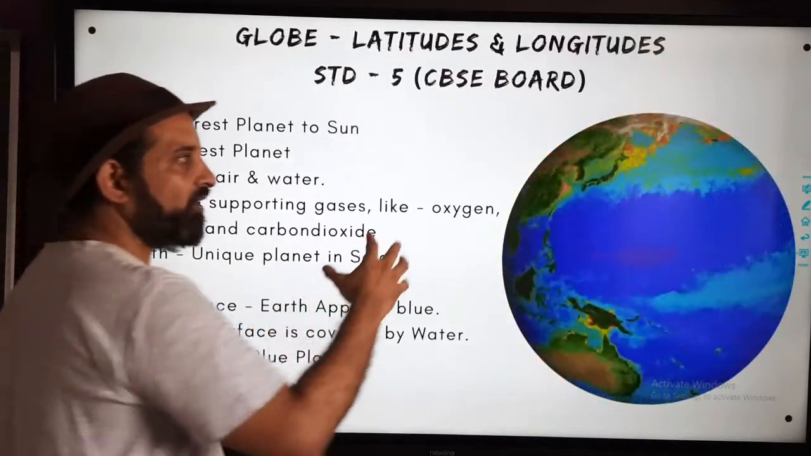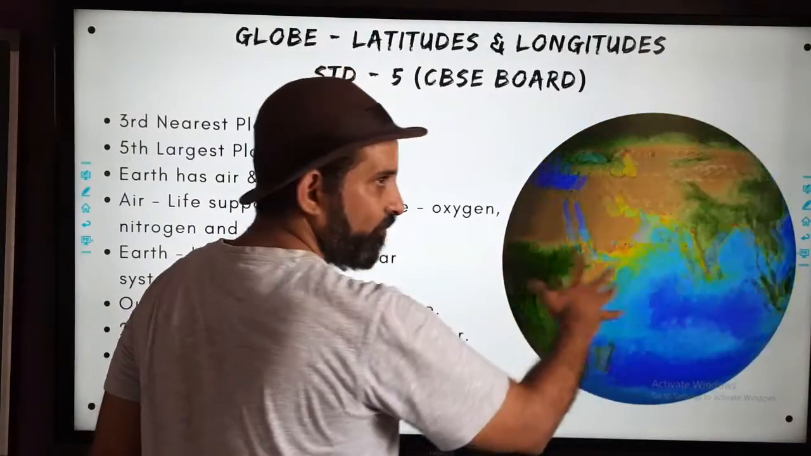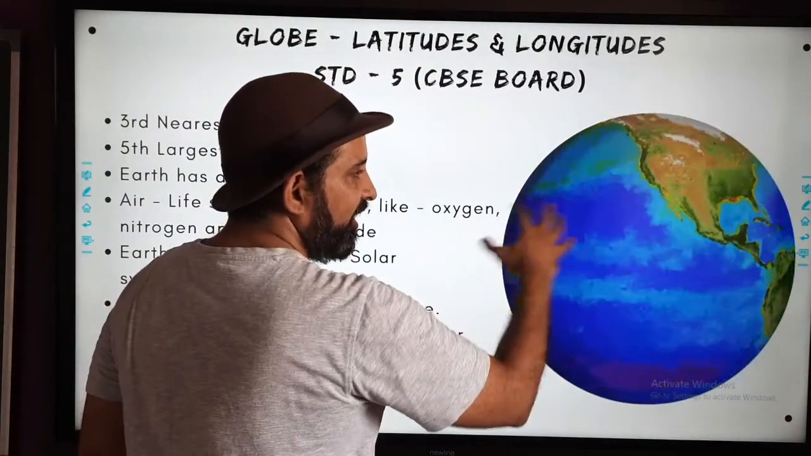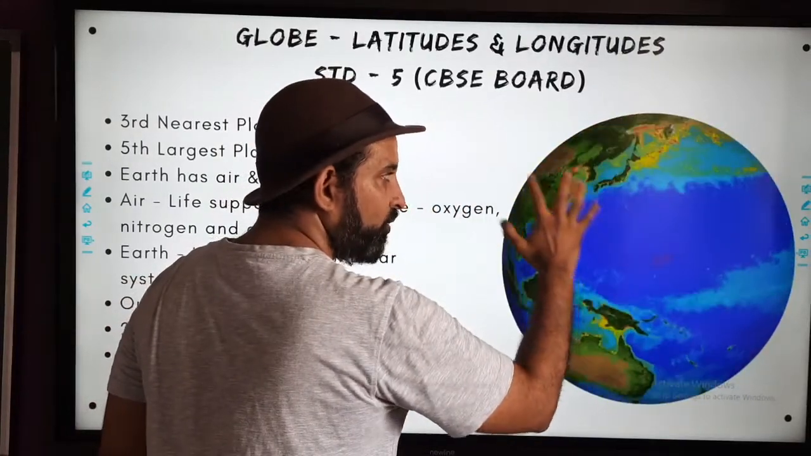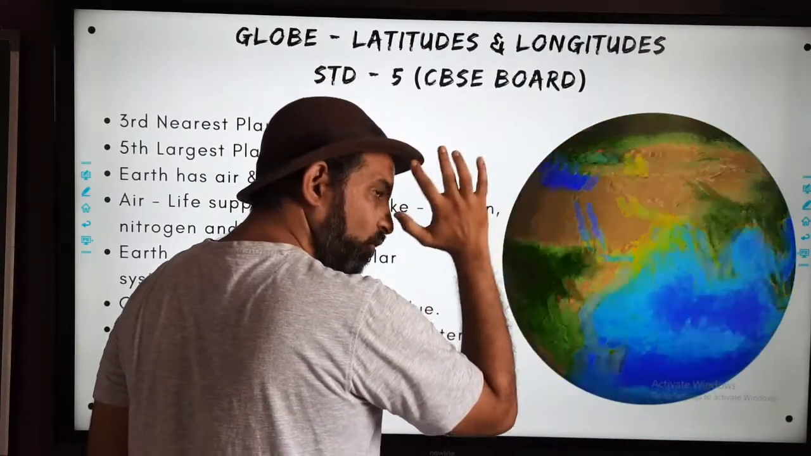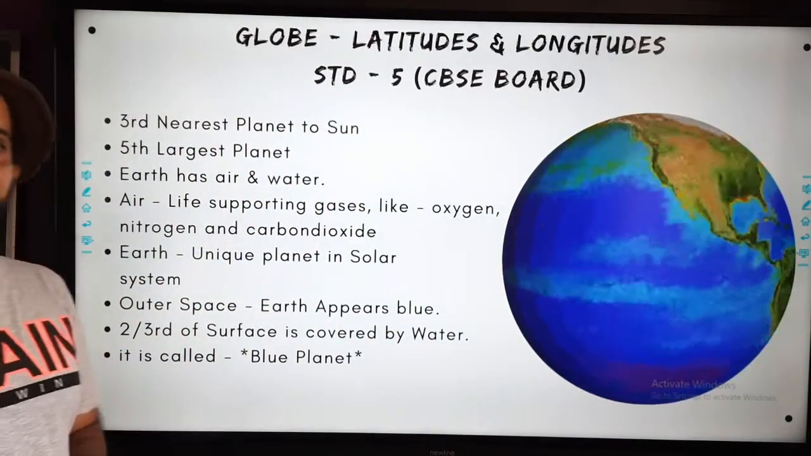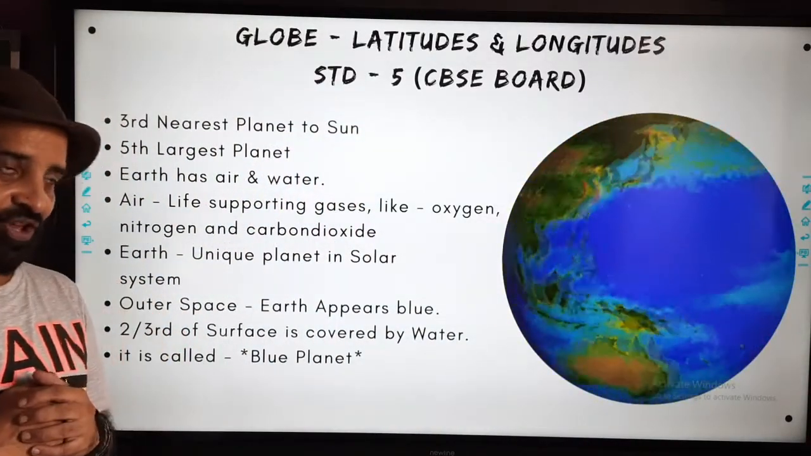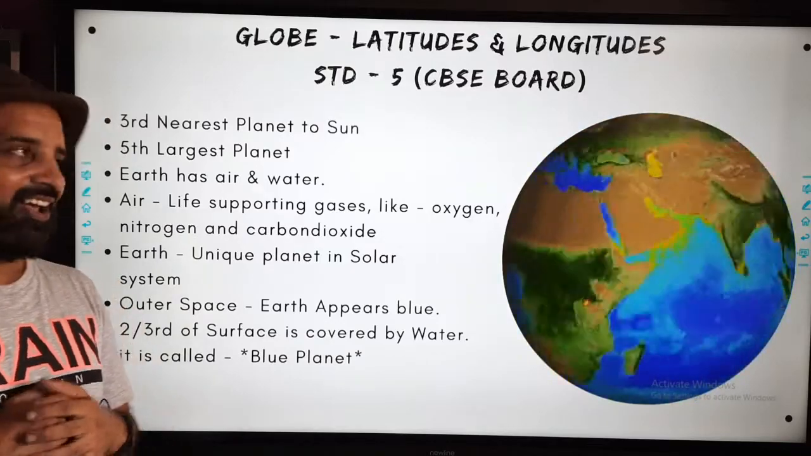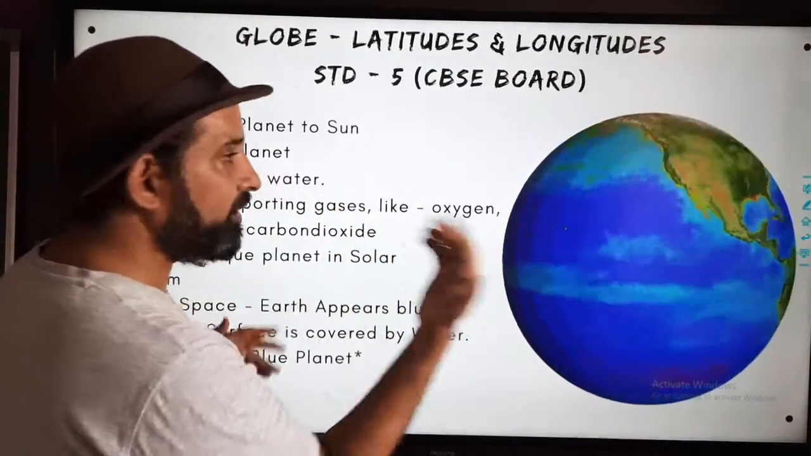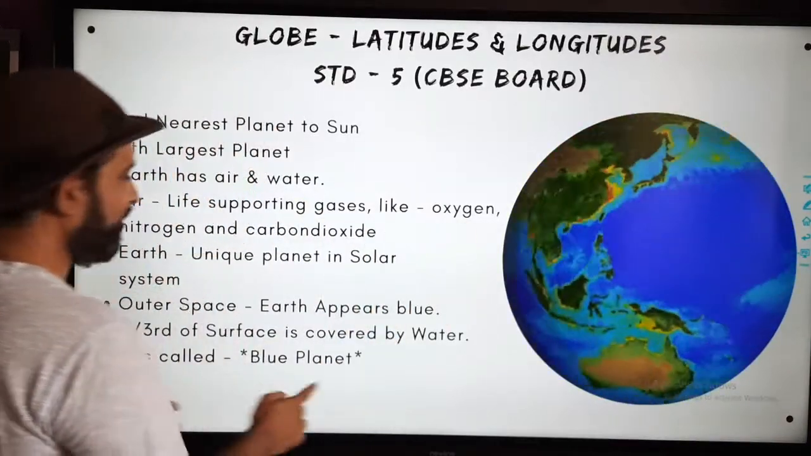Now, students, if you see the Earth from outside, from space, like right now when you're looking at this Earth, it looks completely blue. It looks like a blue planet. Hence, it is also called a blue planet. Why? Because 2/3 of Earth is covered by water. So that's a very interesting fact. I just love looking at the Earth, how it revolves. So let's move forward.